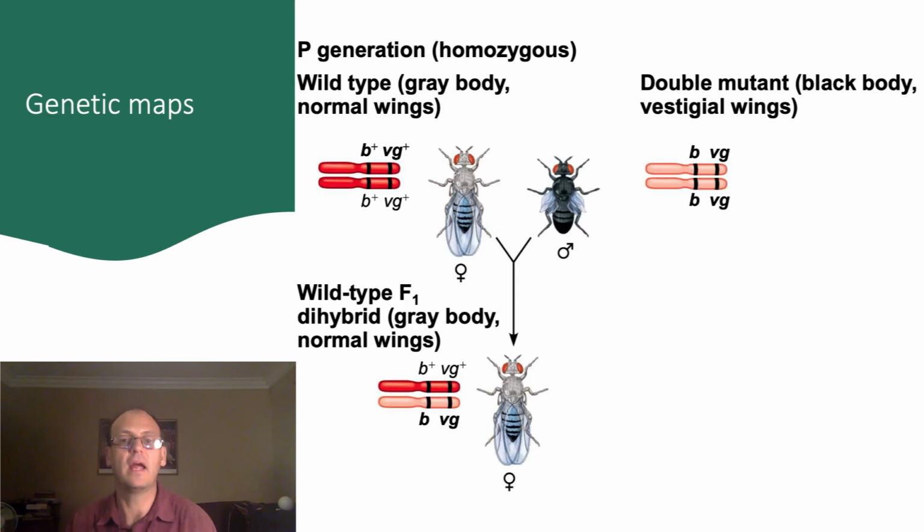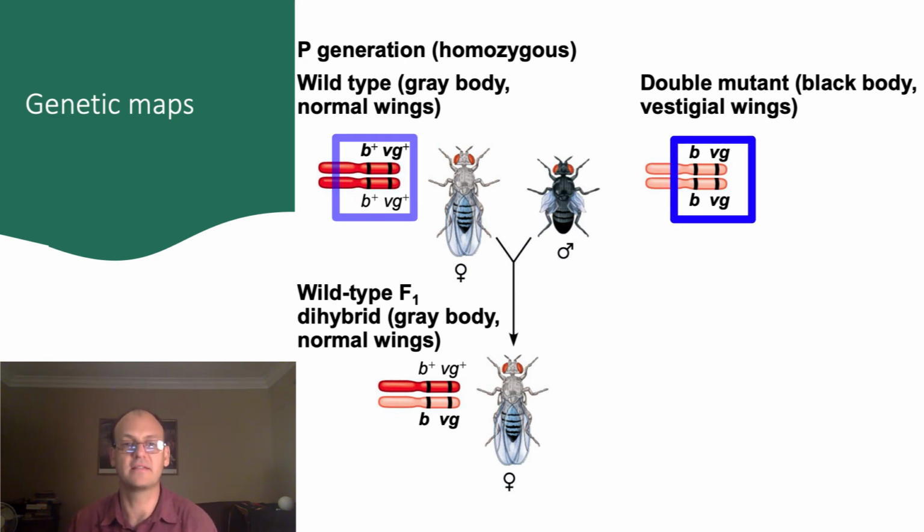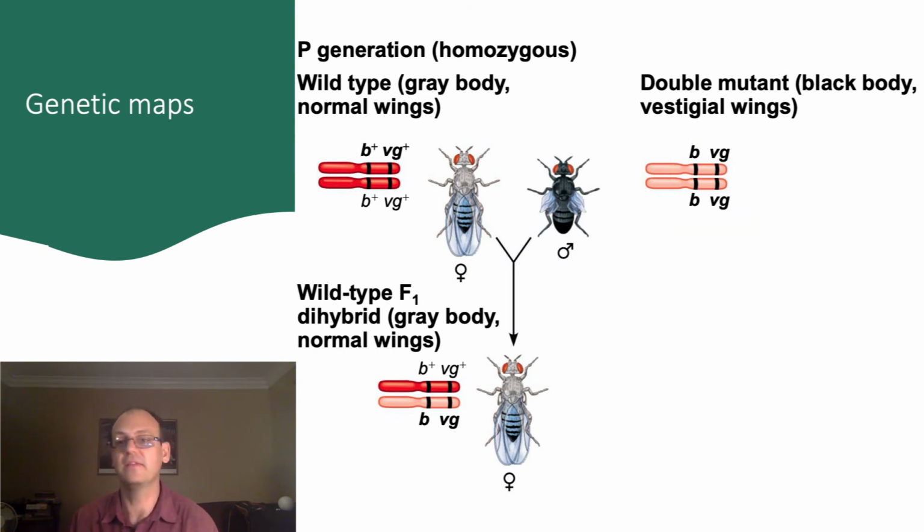Let's look quickly at another example. Here, a homozygous wild-type fly was mated with a homozygous doubly recessive fly to produce an F1 that is a dihybrid. In this case, we know that the 2 wild-type alleles are on the same molecule, and the 2 recessive mutant alleles are on the same chromosome.